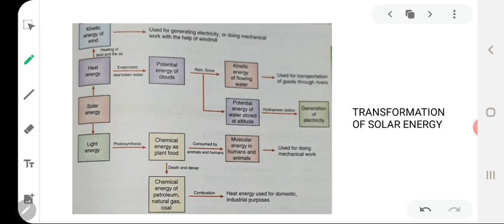So you can find that solar energy is the ultimate form of energy, and very rightly said that its transformation into various forms is the most interesting and important phenomenon on the earth.